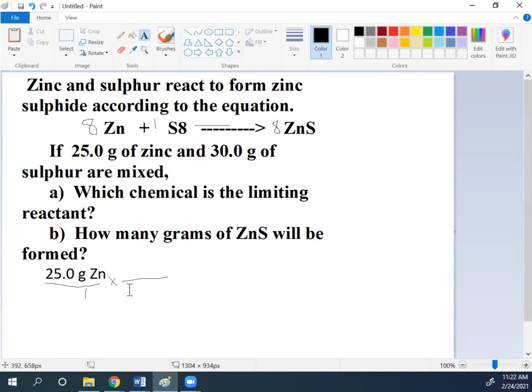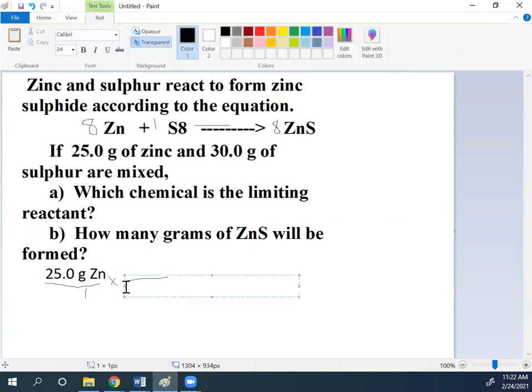What's the molar mass of zinc? 65. What? 65. Did not know that. Grams Zn. And on the top is going to be 1 mole Zn. This is going from mass known to moles known.